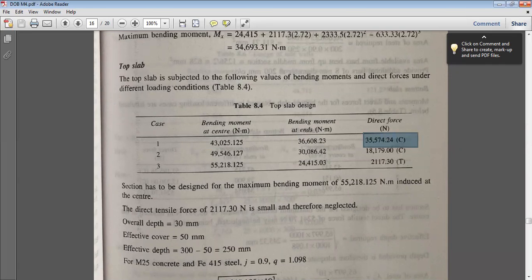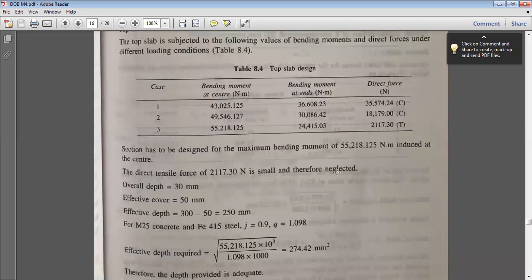Okay, so in exams, only one load case is given to you. So you will get only one moment at center, one moment at end, and one shear force. So he has put the table only for the comparison. He has solved it for all the three cases, the same problem. Okay. Now the section has to be designed for maximum bending moment. Out of all the three cases, it has to be designed for maximum bending moment.